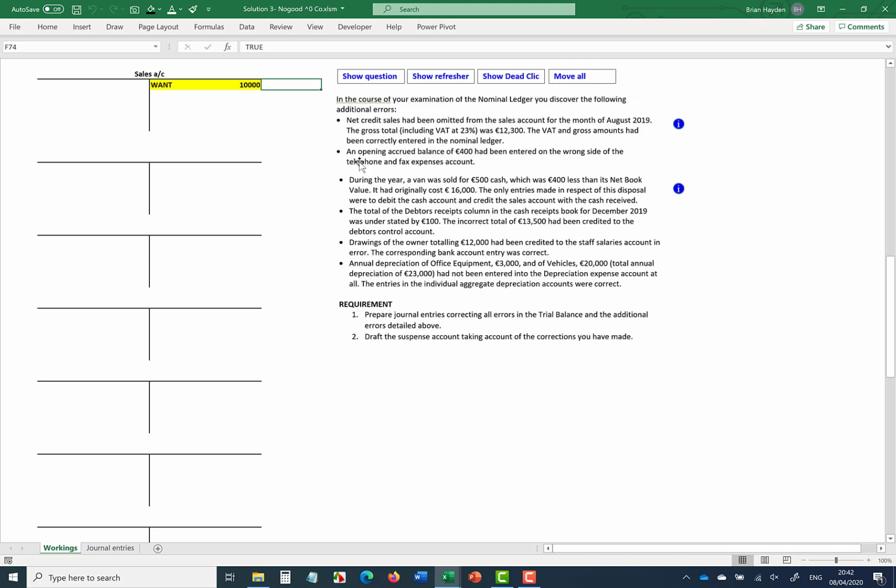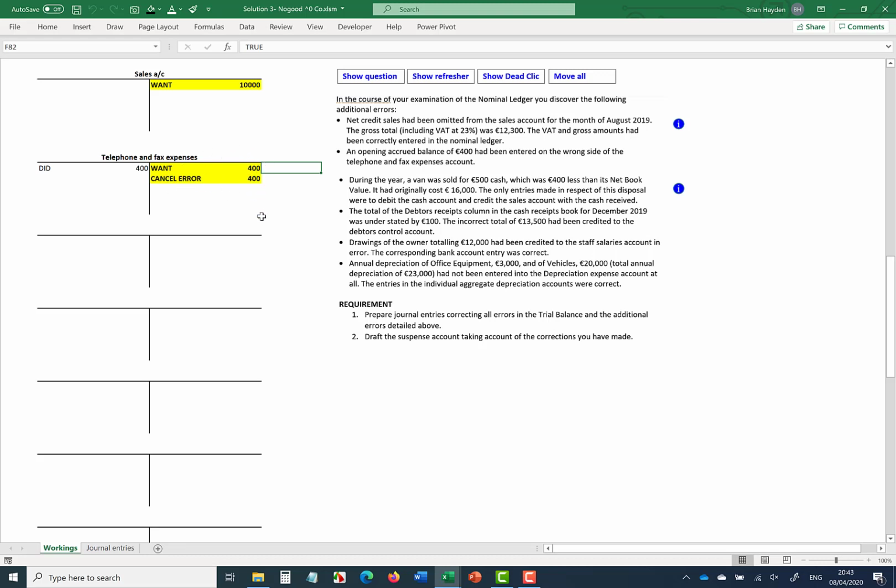Now what we're told is it was put on the wrong side of the telephone and fax expenses account. Well, here's our telephone and fax expenses account. So we should have had €400 going on the credit side, but in fact we put €400 on the wrong side, which is obviously the debit side. So we're going to have to put in what we want, and we're going to have to cancel this mistake. These are the two things we will need to do to this ledger account.